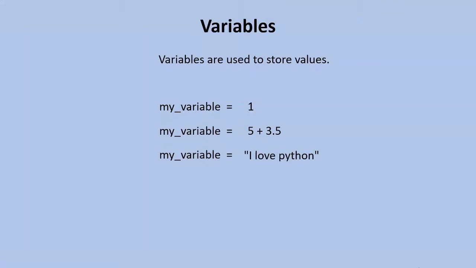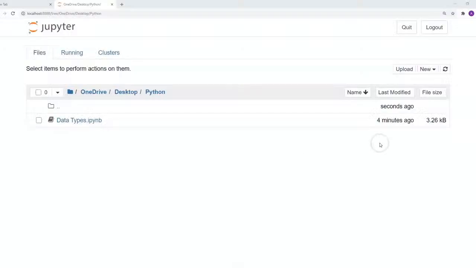We can also store a string value inside of a variable. In this case, we have I love Python, and we use the assignment operator to assign that value to my variable. Now, the first time we assigned the value of 1 to my variable, the value of 1 is contained inside of that variable. The next time we assign another value, in this case the expression 5 plus 3.5, into the same variable, this new expression overwrites the original value of 1. In the same way, when we assigned a new value of I love Python to the same variable, the content of my variable now becomes I love Python, which means it overrides the last value, which was 5 plus 3.5.